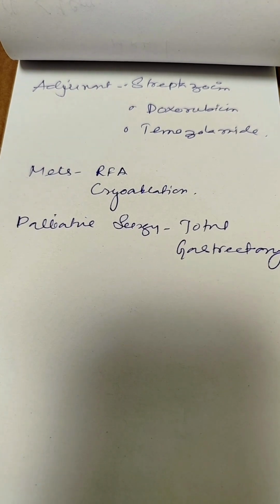For adjuvant therapy, we do streptozocin, doxorubicin, and temozolomide. And for metastases, we do radiofrequency ablation and cryoablation. And for palliative surgery, if it is non-operable, we do gastrectomy, total gastrectomy.